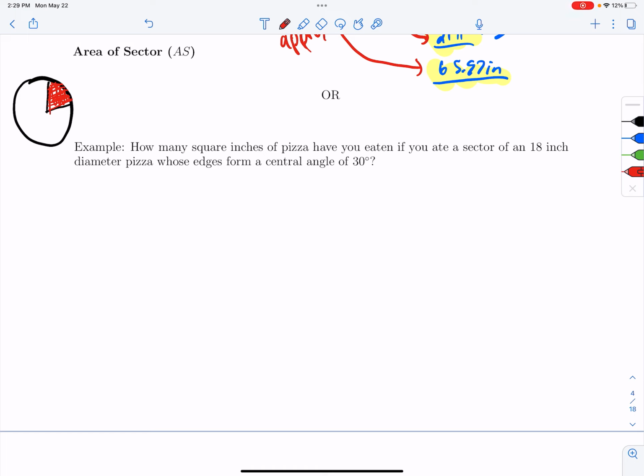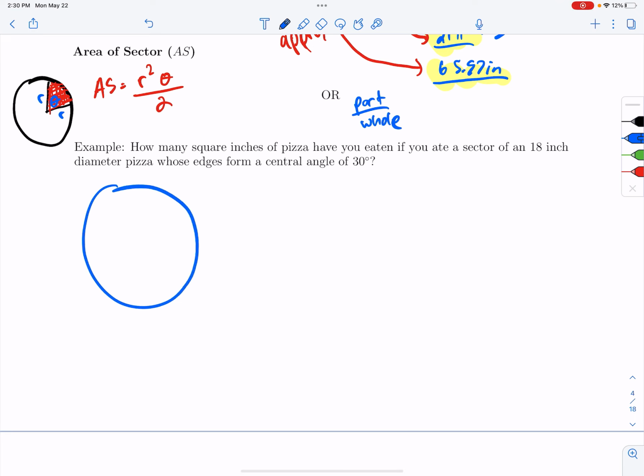Now again, I can use a formula. So I'm going to say A_S is equal to r squared times theta divided by 2. And just like before, I have r, and then that central angle is theta. Or I could do the part over whole proportion again. Okay, so how many square inches of pizza have you eaten if you ate a sector of an 18-inch diameter pizza whose edges form a central angle of 30 degrees?